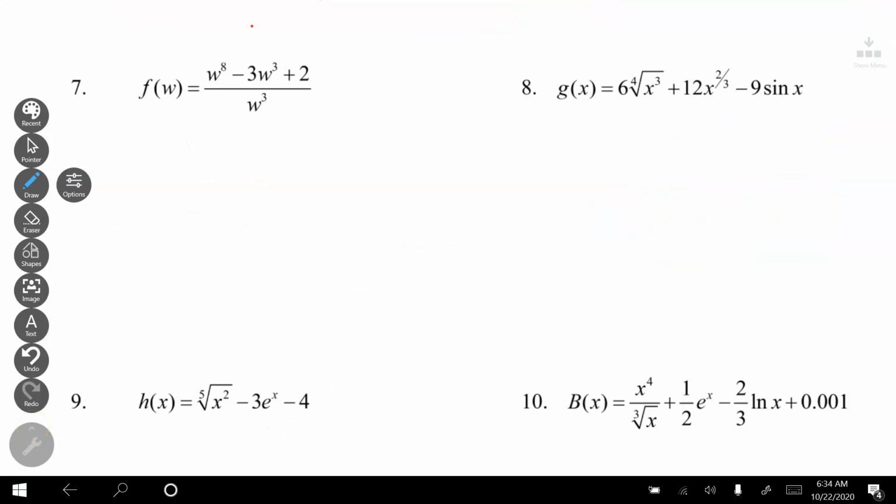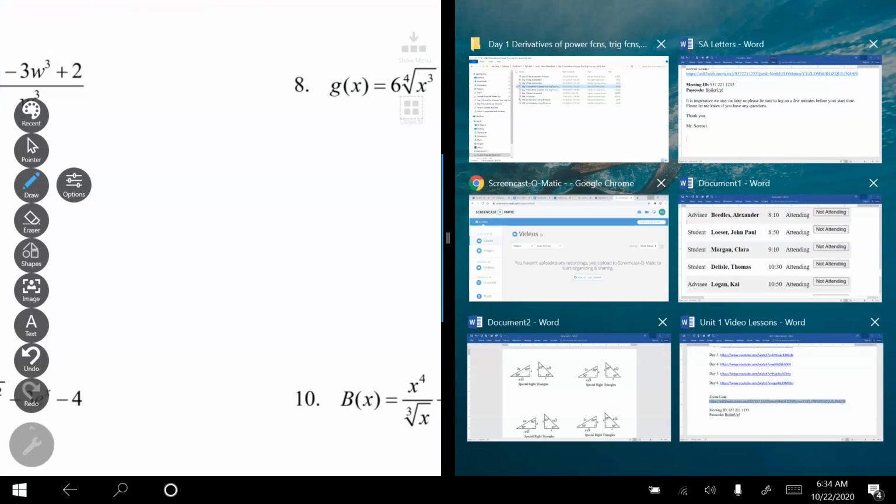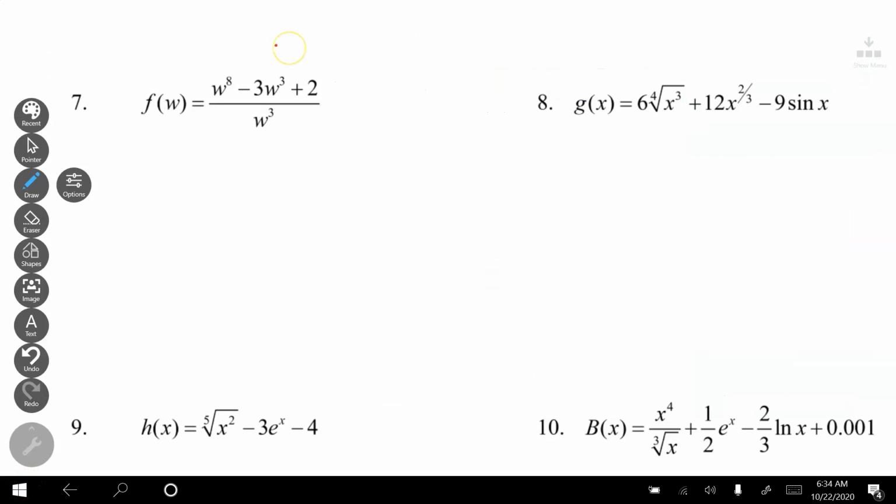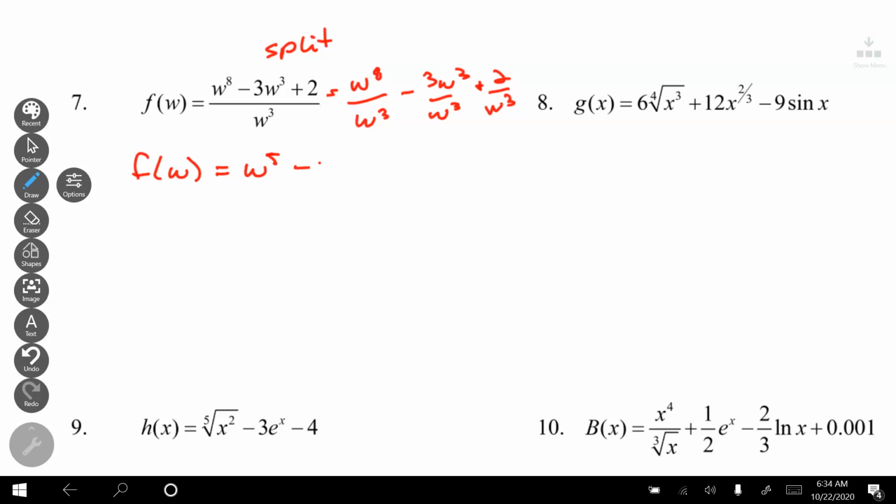For this next problem, I should split it into 3 fractions. I'm going to split it because they're all being divided by w to the 3rd power. So when I rewrite this, w to the 5th minus 3 plus 2w to the negative 3.